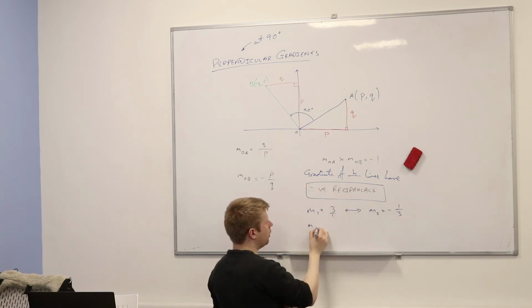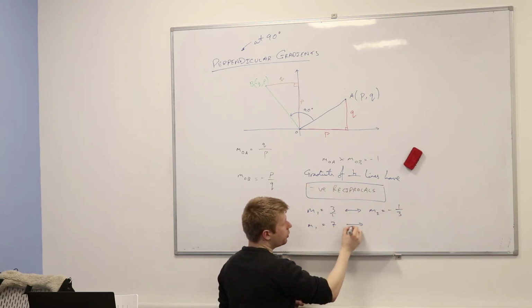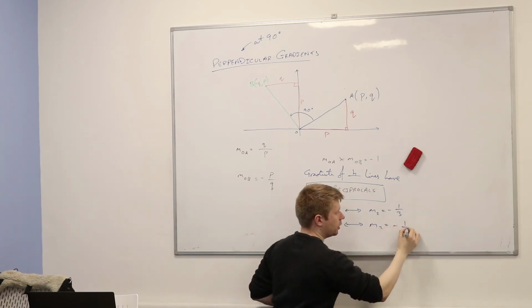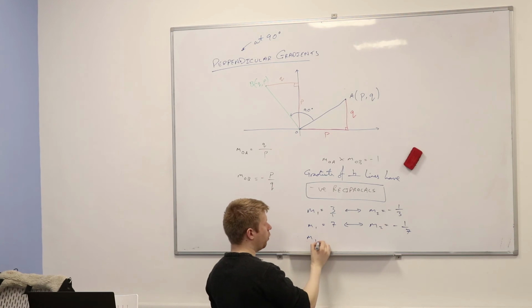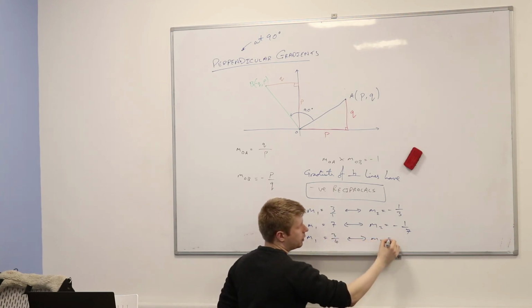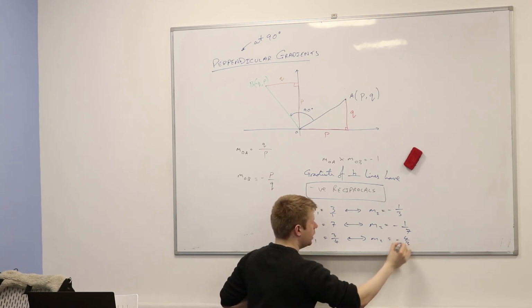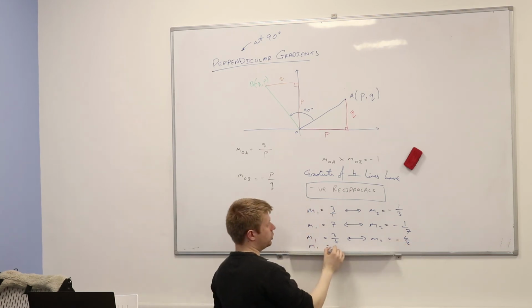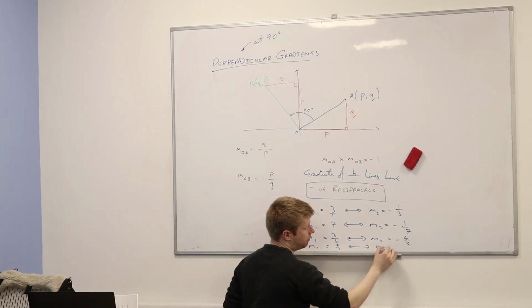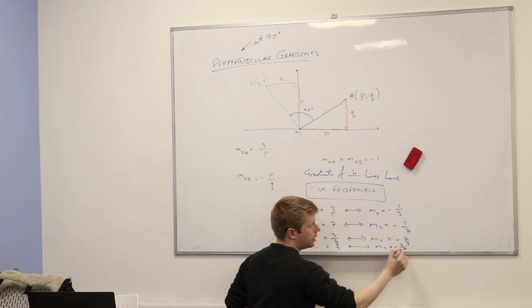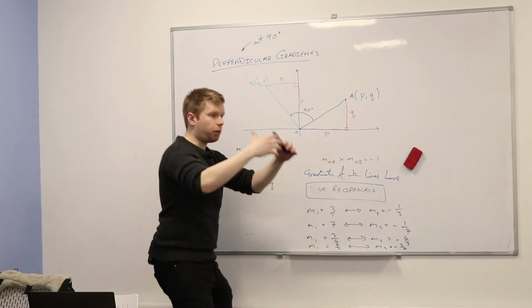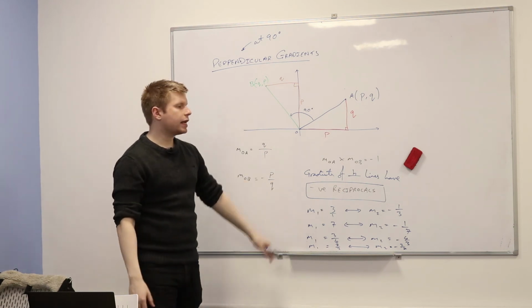If the gradient of a line was 7, what would the gradient of a line perpendicular to it be? -1 over 7. If the gradient of a line was 3/4, what would the gradient of the line perpendicular to it be? -4 over 3. If the gradient of a line was 7 over 2, what would the gradient of the line perpendicular to it be? -2 over 7. Is that okay? So if we're dealing with gradients of perpendicular lines, just think they're negative reciprocals.